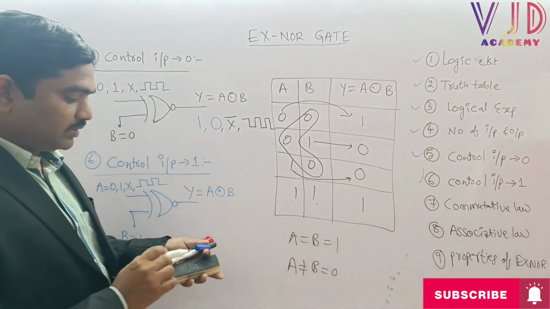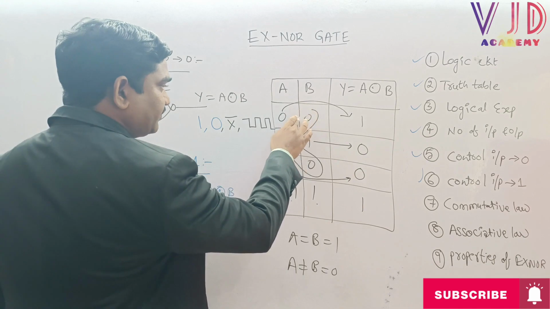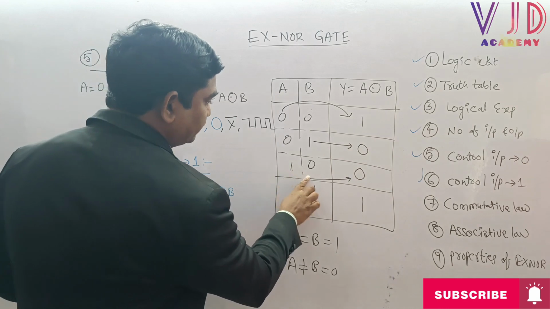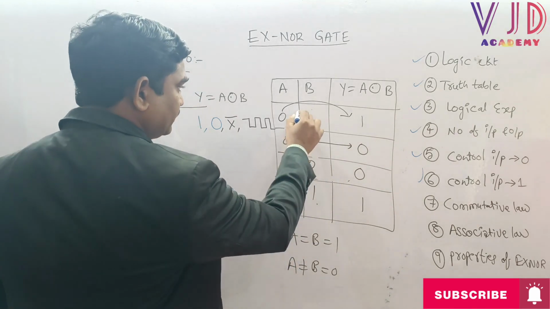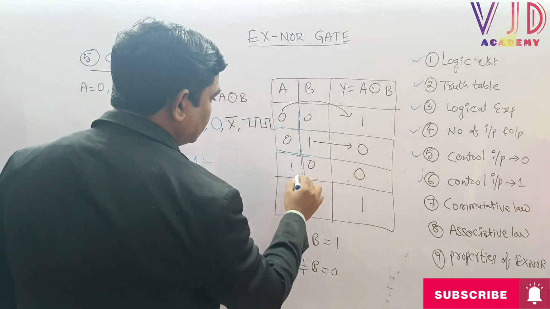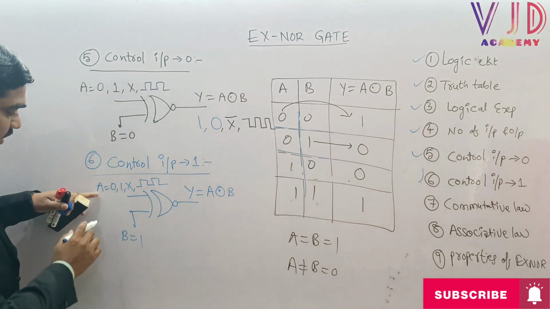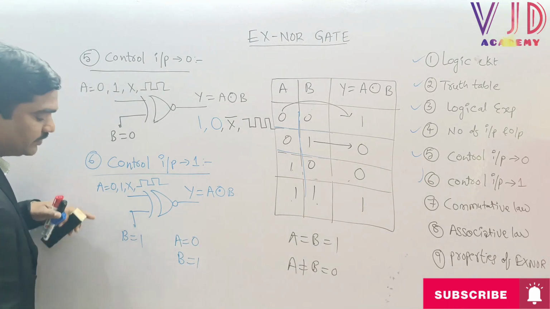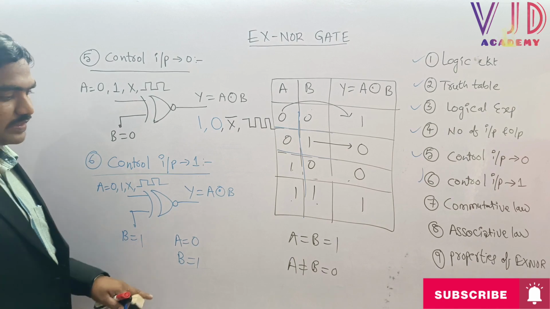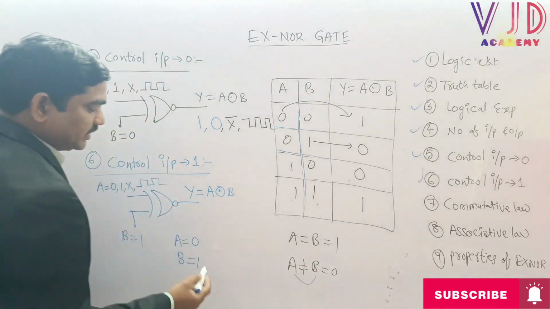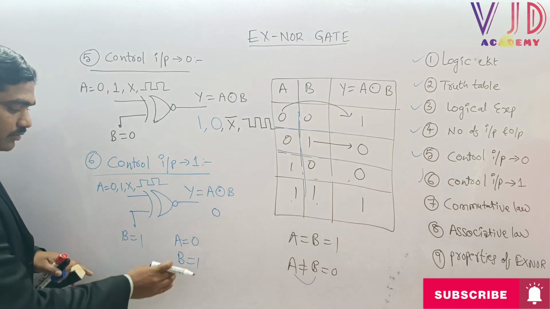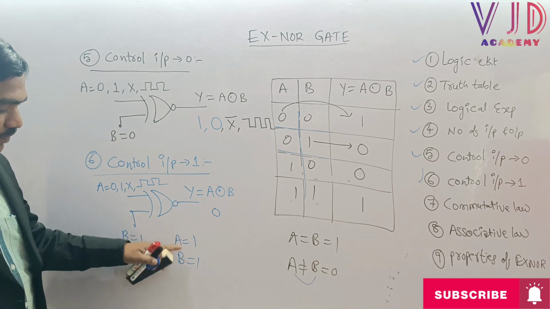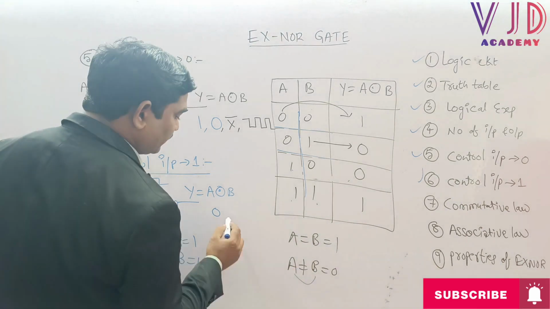So based upon this truth table, let us try to understand what will happen when we apply one of the inputs as 1. Sir, here first case A equal to 0, B equal to 1, which means both inputs are not equal, so output is 0. And now the next case A equal to 1, B equal to 1, which means both inputs are equal, so output is 1.